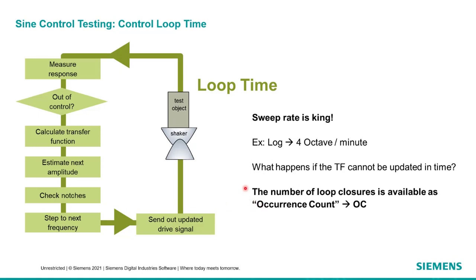And the number of loop closures, this is a very important, somewhat obscure factor, is the occurrence count. The number of times it closes this loop is reported through this function called the occurrence count. I've got some examples, a demo that I'm going to show to illustrate some of these concepts.